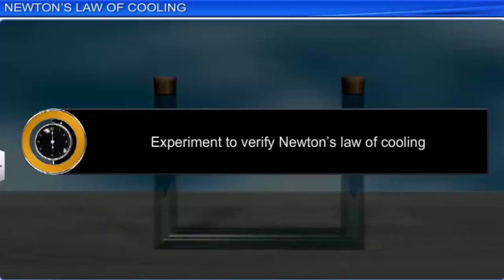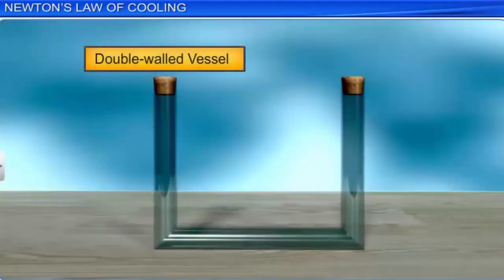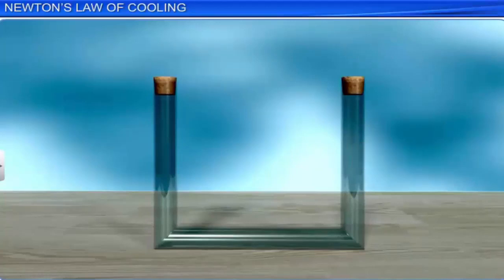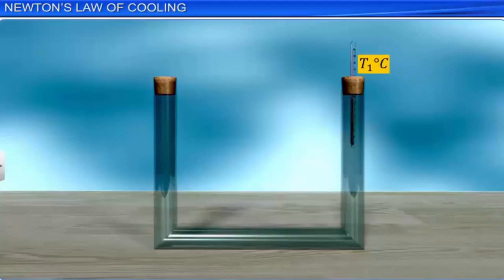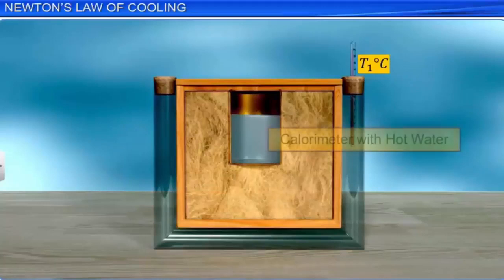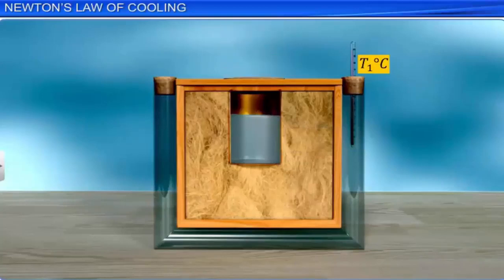Newton's law of cooling can be verified by conducting the following experiment. A double-walled vessel is filled with water between the walls, and the mouth of the vessel is closed with a cork through which a thermometer is inserted. Let the temperature reading be T1 degrees Celsius. A copper calorimeter with hot water is placed inside the vessel. Close the mouth of the calorimeter with a 2-holed cork, with a stirrer passing through one hole and a thermometer through the other. Let the reading in this thermometer be T2 degrees Celsius.